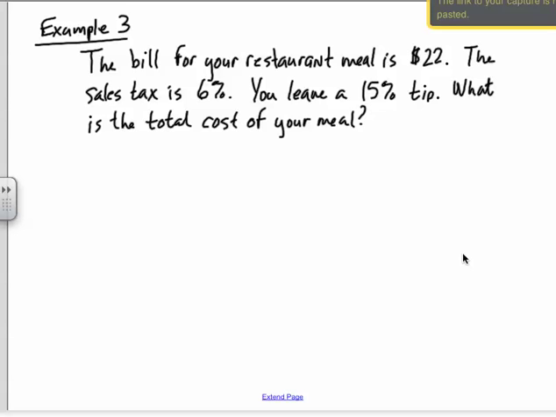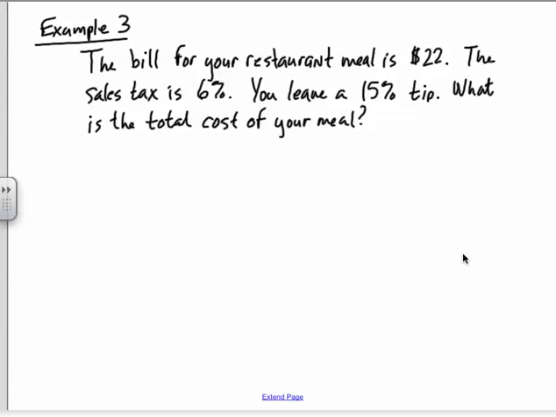The bill is $22, but we don't pay just $22. We pay 6% on top of that. And then we leave a 15% tip. Now, I have to do this in two stages. I need to find out what 6% of $22 is to find out my new price, the total price that I pay. And then I always leave my tip on top of the total cost, not just the meal's cost. Okay? Now, I want you to follow me here.